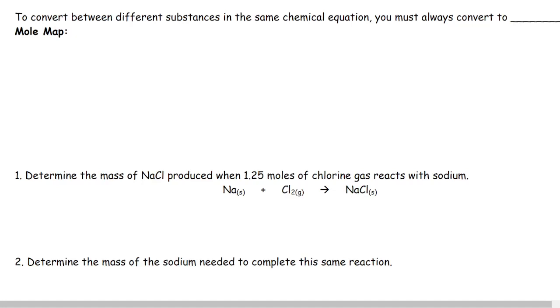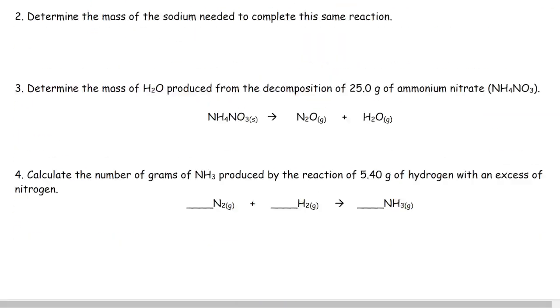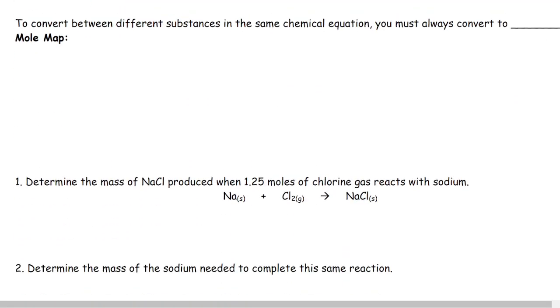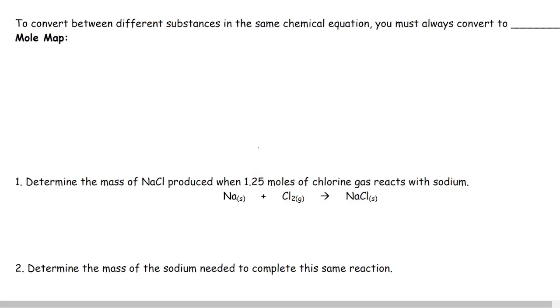So picking up where we left off, this is in the middle of page 3. It says to convert between different substances in the same chemical equation, you must always convert to moles first. So moles is going to basically be your stopping point in between different substances. So I like to use what I call the mole map to convert between these different things.